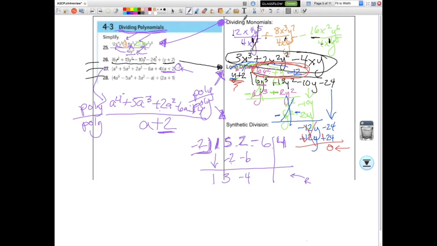I'm going to multiply again. Negative 4 times negative 2 is positive 8. Negative 6 and positive 8 together is 2. And negative 2 times 2 is negative 4. And it happens to be that there's no remainder again.